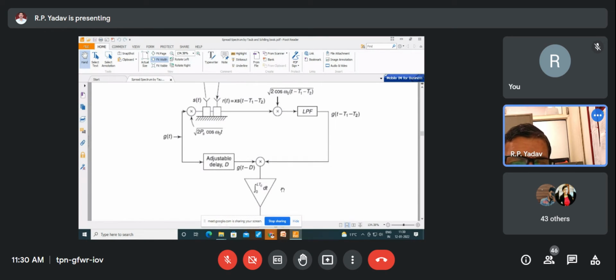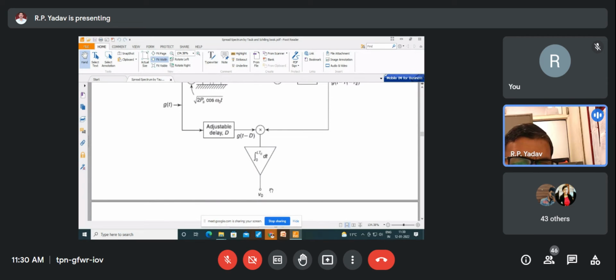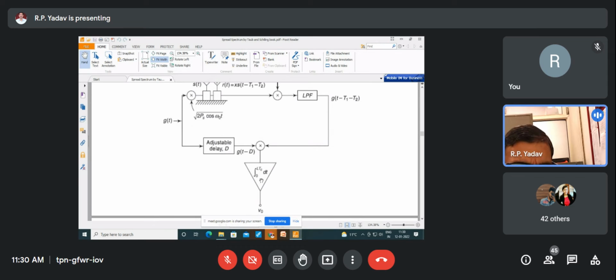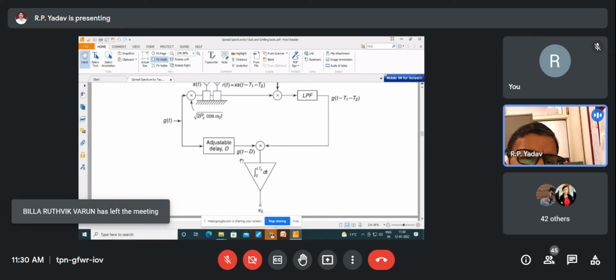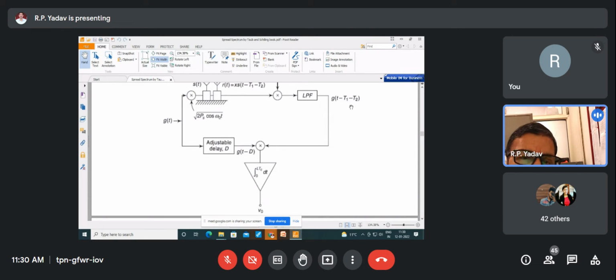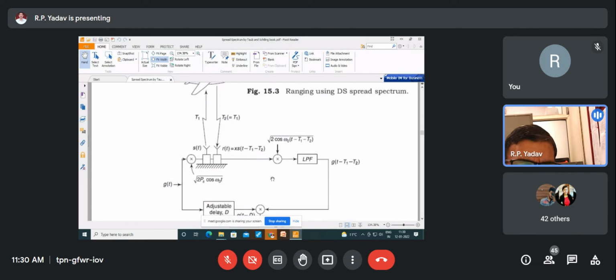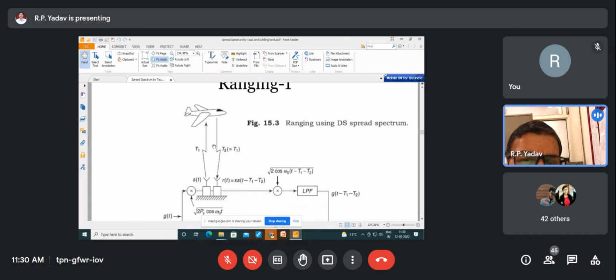What I do here is take this input through integration over some chip duration, giving the corresponding voltage V0, and I integrate it from 0 to LTc. Then I have adjustable delays, and I try to adjust them to check whether the delays are properly estimated or not, and then feed it back to the system. So if I can calculate these delays nicely, I can estimate the distance or range.